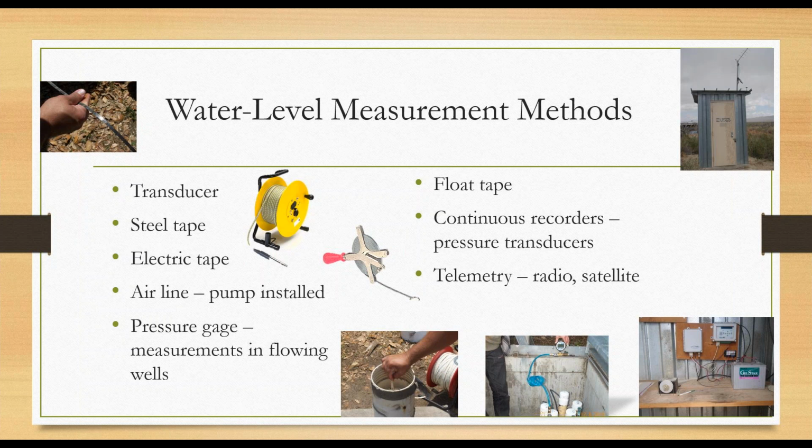The steel tape. The electric tape is also used quite a bit by USGS. There are several vendors of electric tape. There's very few vendors of the steel tapes. The advantages of the electric tape are that the accuracy is, again, 0.01 foot. It's a lower cost, so you can get an accurate measurement at a relatively low cost.